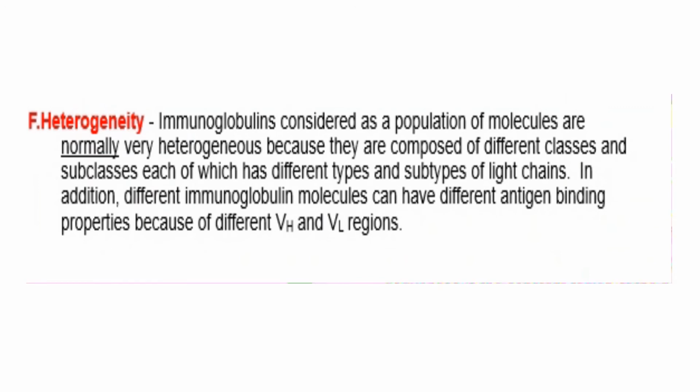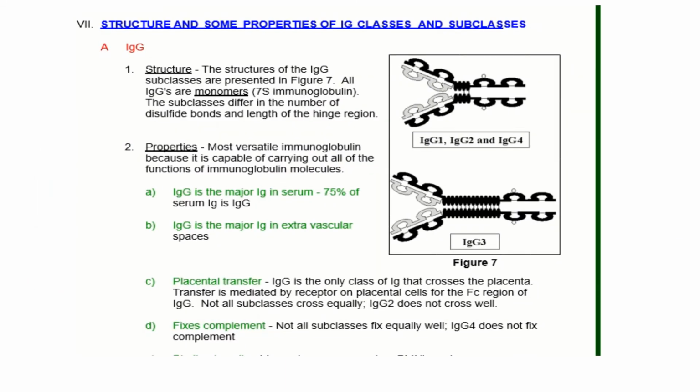Within the class, there will also be variability in subclasses. Also, there will be more variability within the types and subtypes to defend against different types of infection. Now we'll talk about the structure and some properties of the immunoglobulin classes and subclasses.